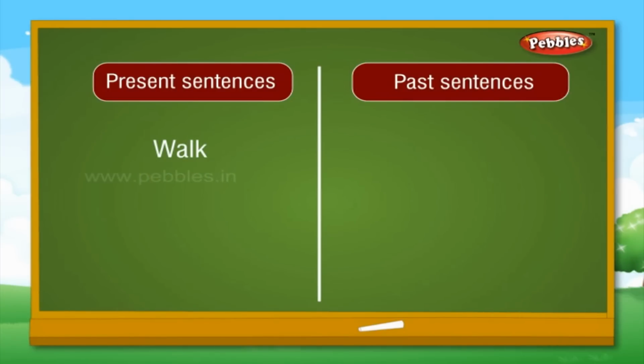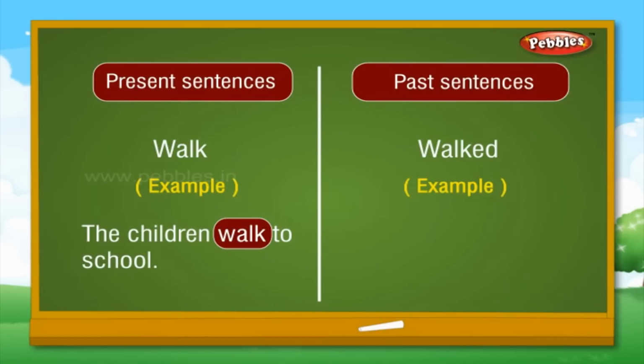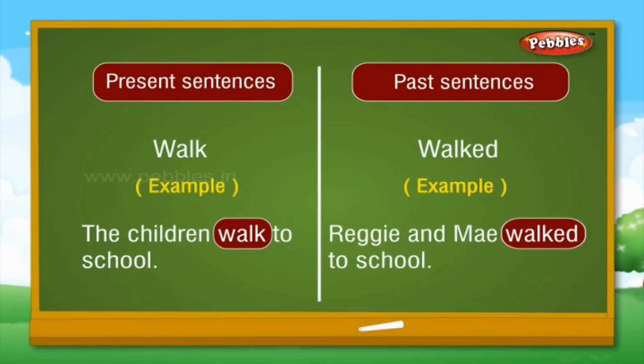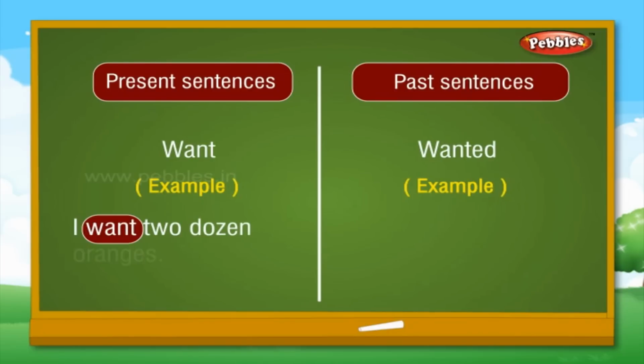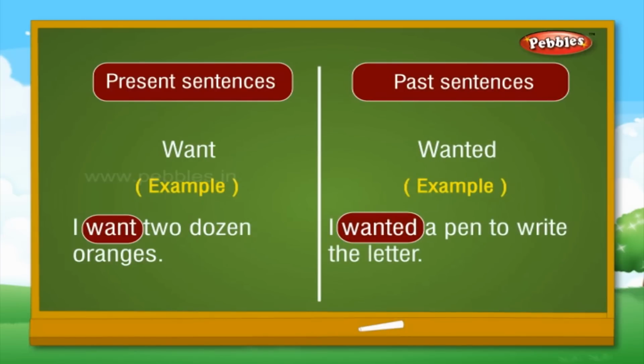Walk, walked. The children walked to school. Reggie and May walked to school. Want, wanted. I want 2 dozen oranges. I wanted a pen to write the letter.